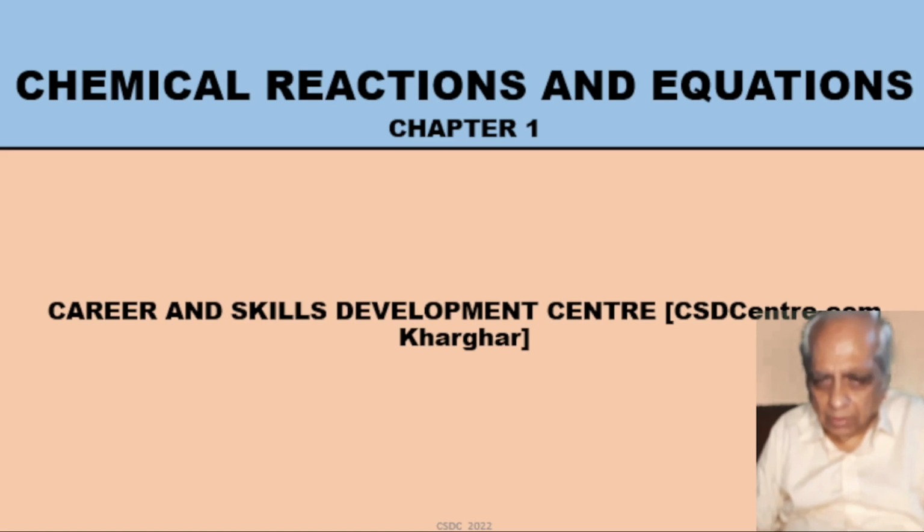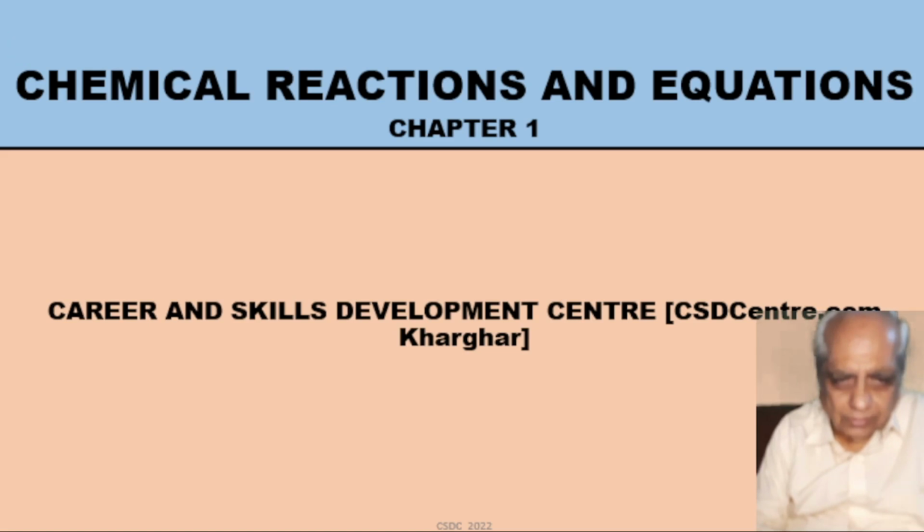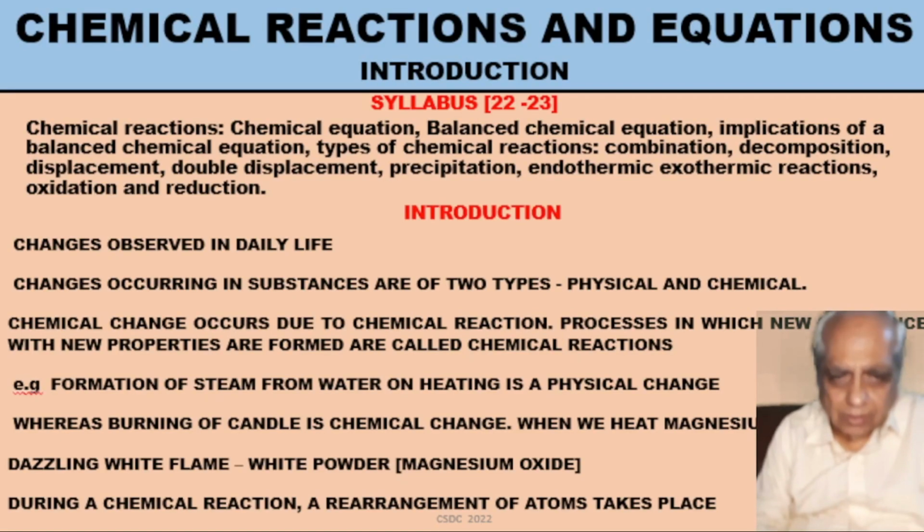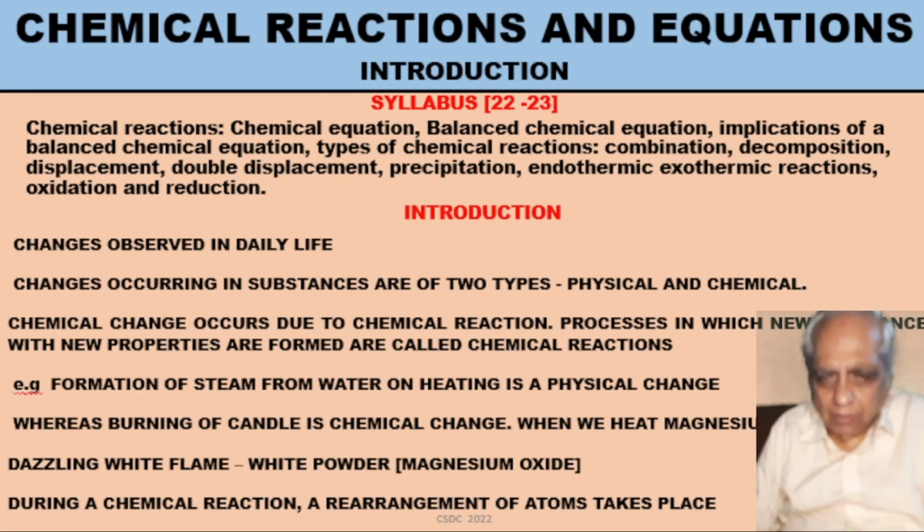Now let us begin today's chapter, chemical reactions and equations. Before we start this chapter, I will be writing the syllabus of that chapter in the beginning. So for this academic year, the chapter 1 syllabus reads: chemical reaction. So you should know everything. What is a chemical reaction? How are chemical reactions written in the form of a chemical equation? How to balance the chemical equation? Implications of a balanced chemical equation, meaning what does the chemical equation tell us?